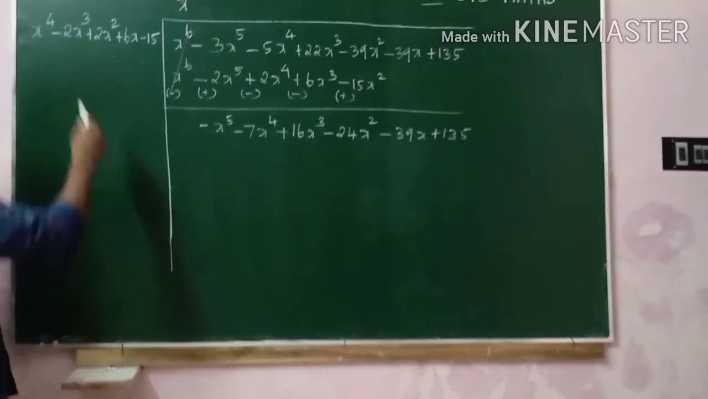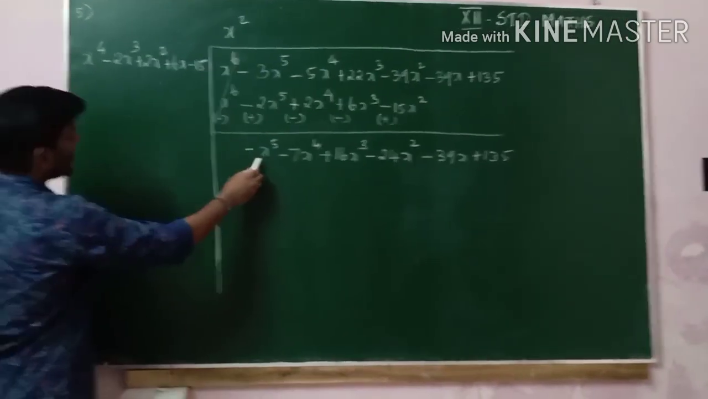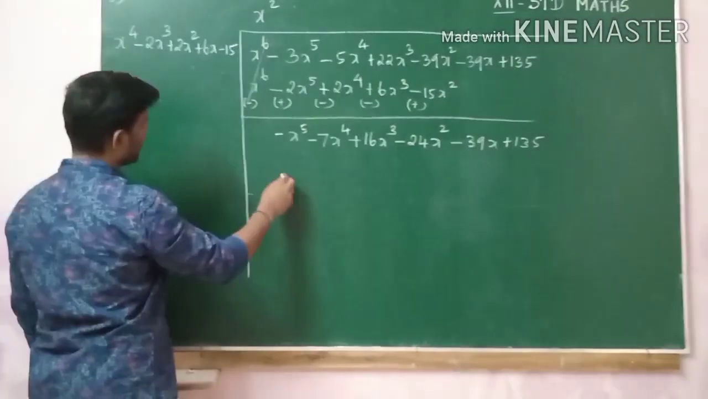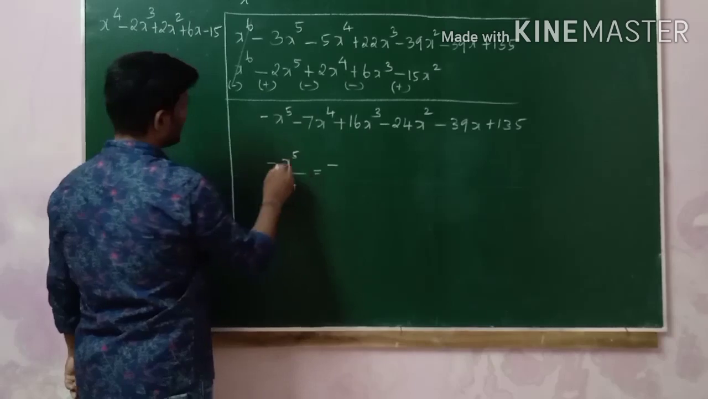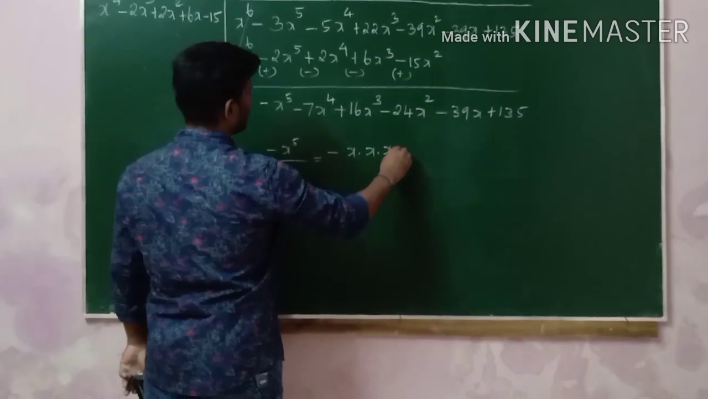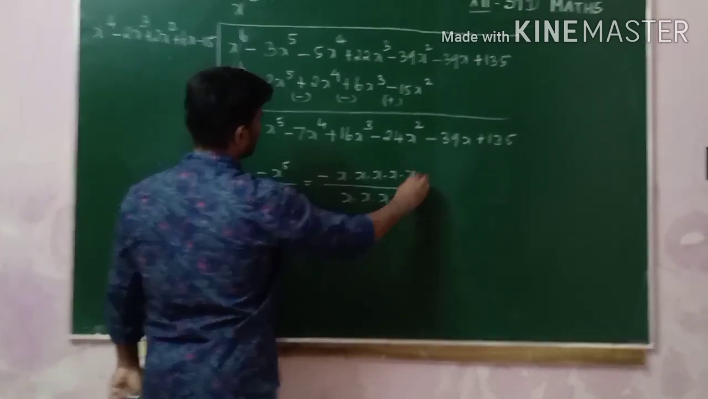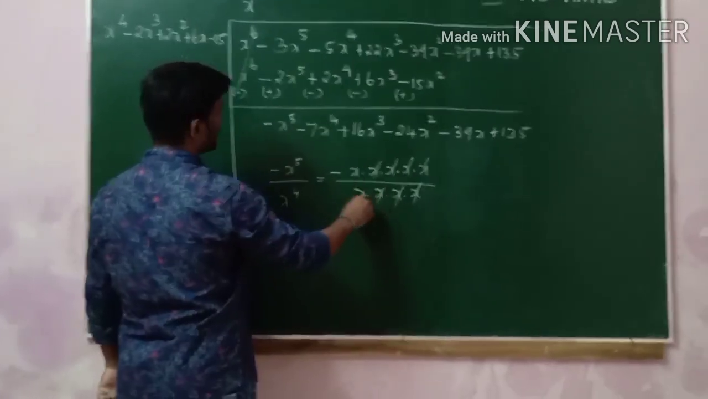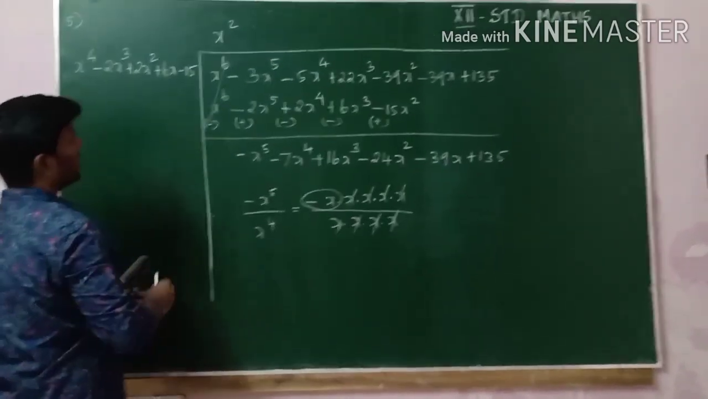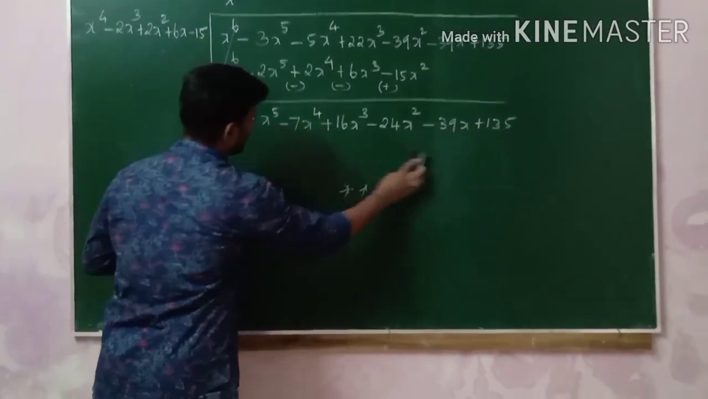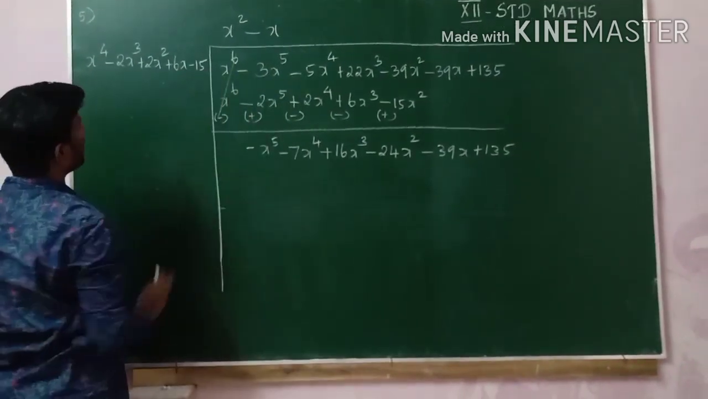Now compare the first term, x power 4, here minus x power 5. What should we multiply with this x power 4 to get minus x power 5? To find that, divide this minus x power 5 by x power 4. So minus x power 5 we can write as x into x into x into x into x by x power 4, which is x into x into x into x. The x's cancel, so minus x. So if we multiply x power 4 with minus x, we get minus x power 5. So here minus x. Take all the terms and multiply with minus x.